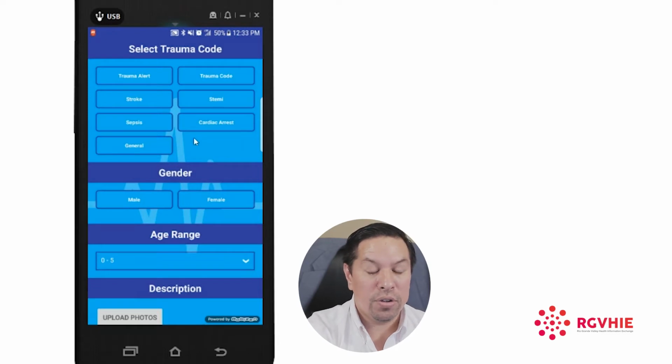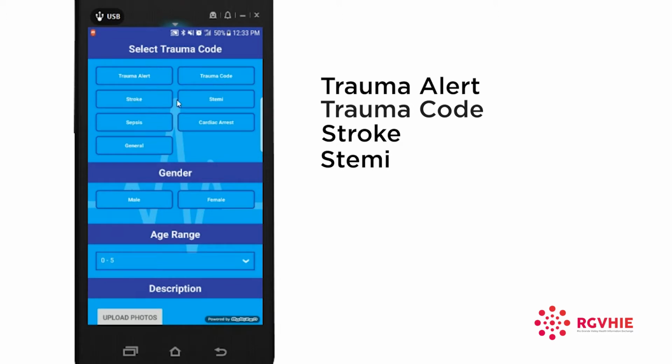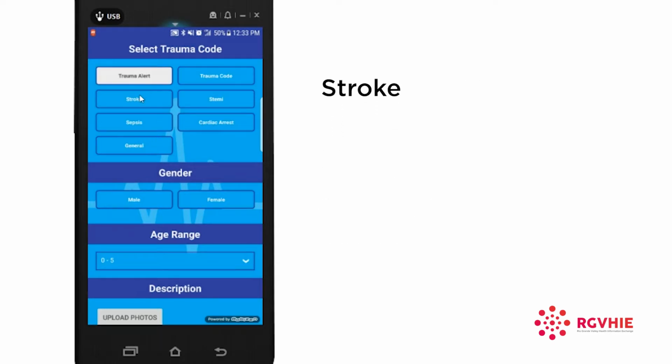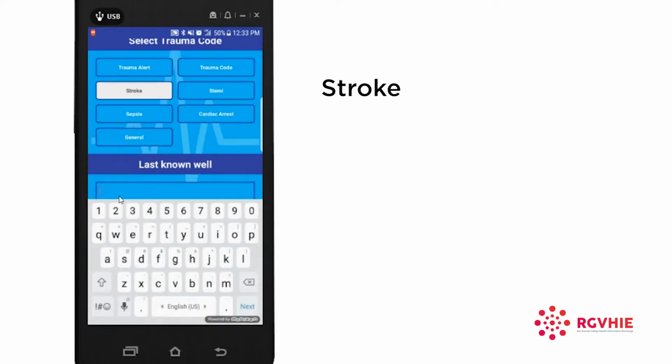The trauma codes here are trauma alert, trauma code, stroke, STEMI, sepsis, cardiac arrest, or just a general call. The only one that has another field you need to fill out is when you select stroke. When you select stroke, the emergency room staff wants to know when this patient was last known well. Here you can either type it in or even do voice to text. It's the paramedic's option. Let's say you just put in here, 30 minutes.